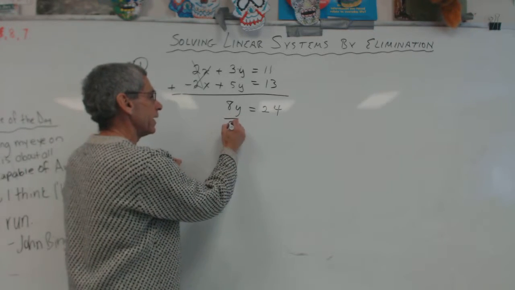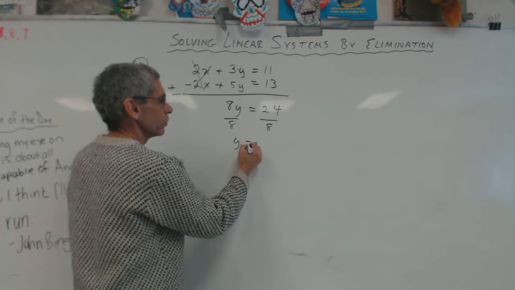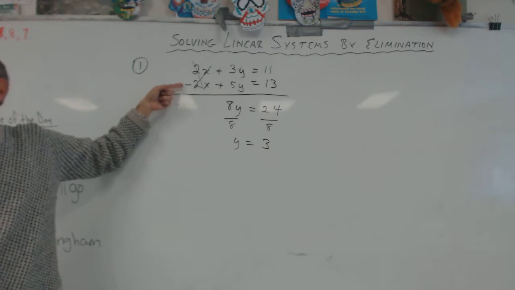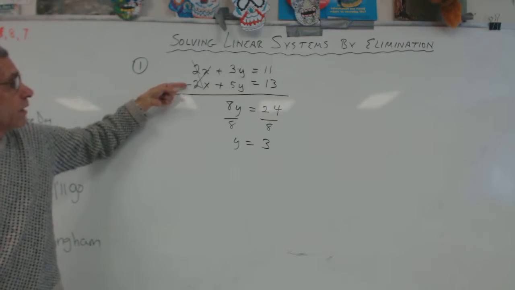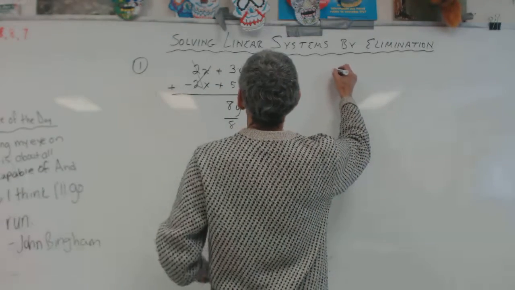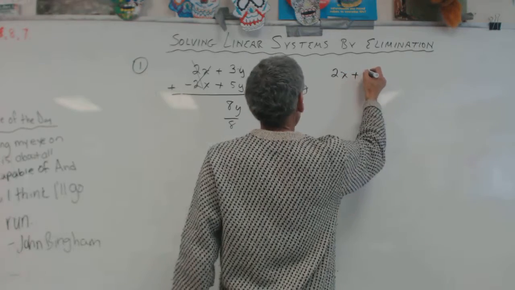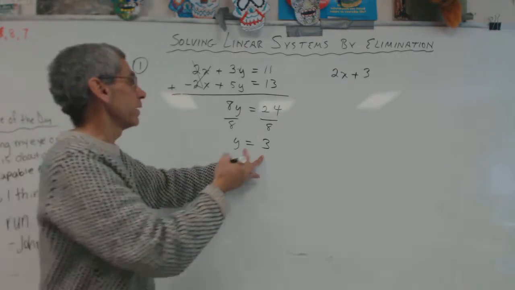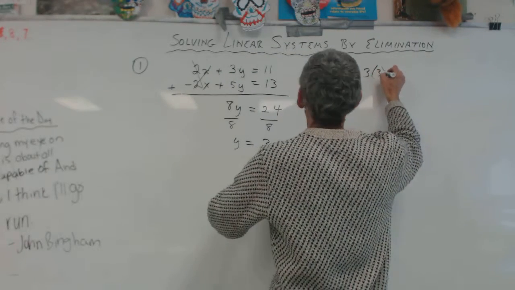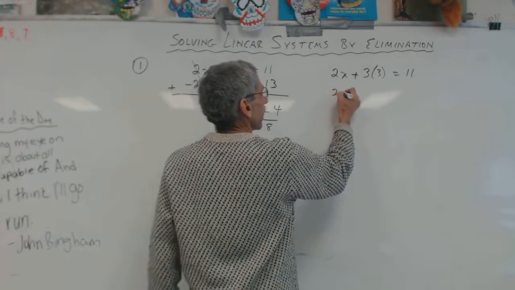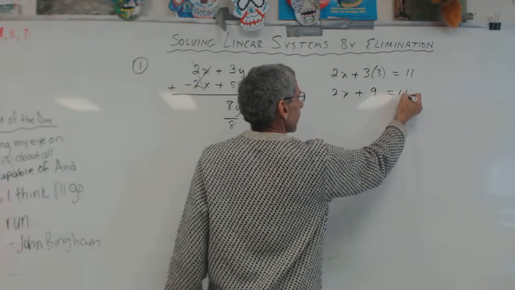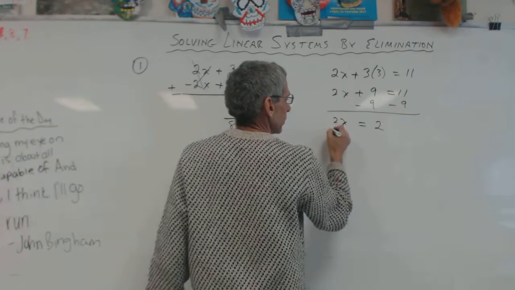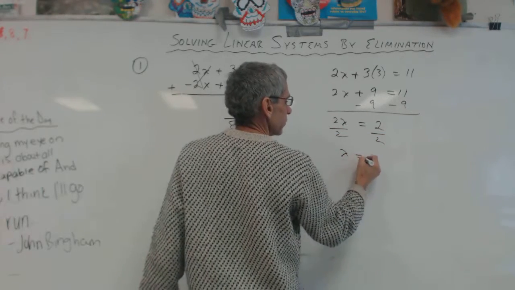Now what do I do? I divide by 8. Y is equal to 3. Now I just go back to either of my two original equations. Let's do the first one: 2x plus 3y equals 11. Instead of y, I'm going to plug in what y equals, so 3 times 3. So I have 2x plus 9 equals 11. Subtract 9. 2x is equal to 2. Divide by 2. X is equal to 1.